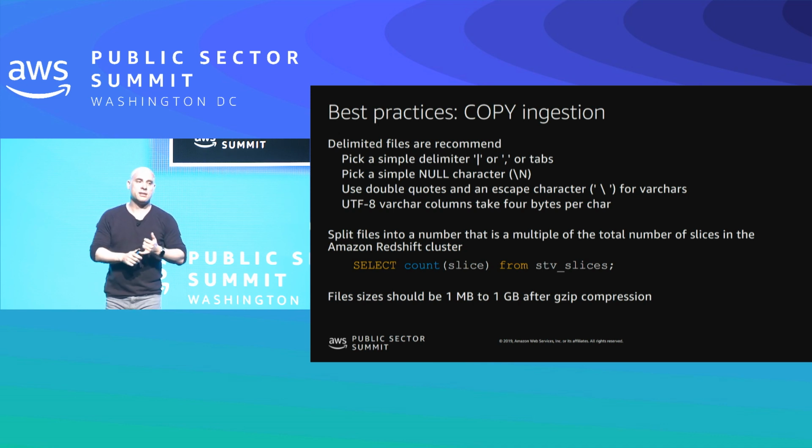One thing I'll call out is UTF-8 characters. They take up 4 bytes in Redshift, and when you declare a varchar, that actually is the length in bytes. So if you are going to be storing UTF-8 characters, you'll have to extend the length of your varchars to compensate.